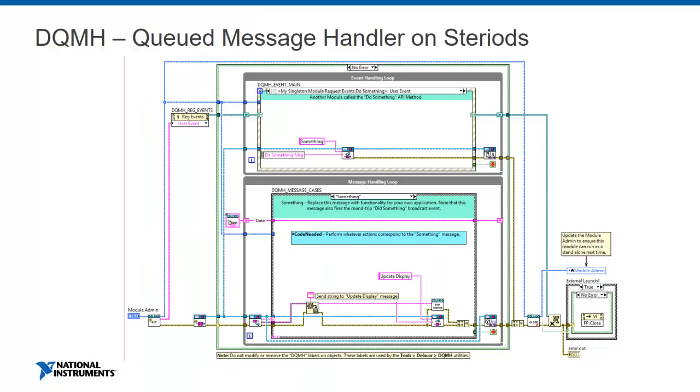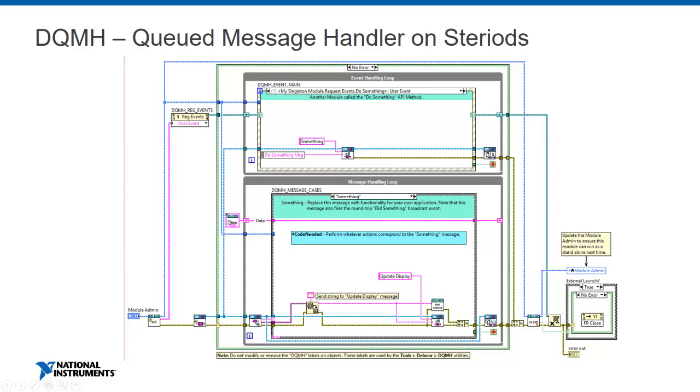All right, so Delacor Queued Message Handler, the DQMH. I think of it as a queued message handler on steroids. If you look at it, it looks a lot like the NI Queued Message Handler. If you watch Fabiola's presentation, there's a link at the very end. She explains that she started with the NI Queued Message Handler and then improved it, so it's not surprising.